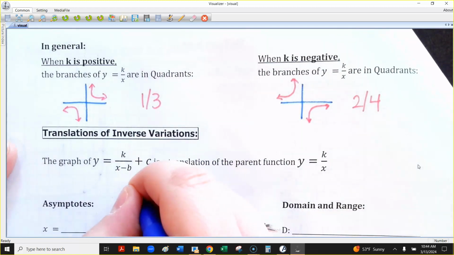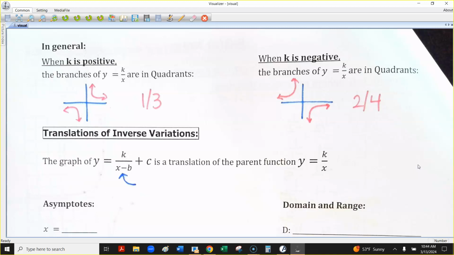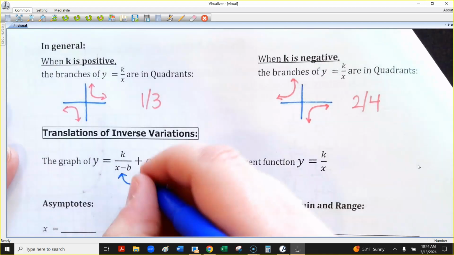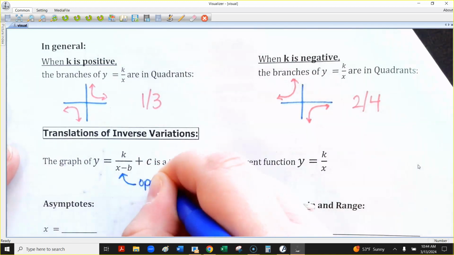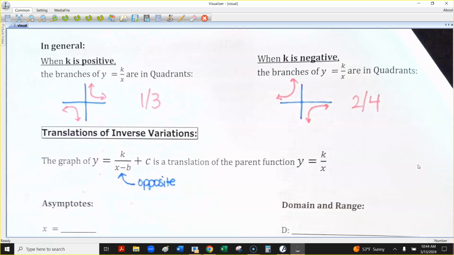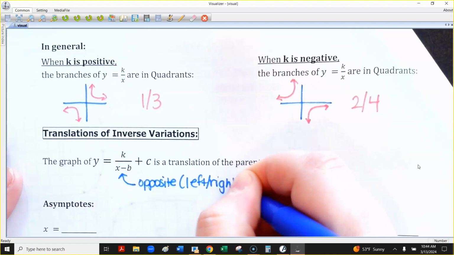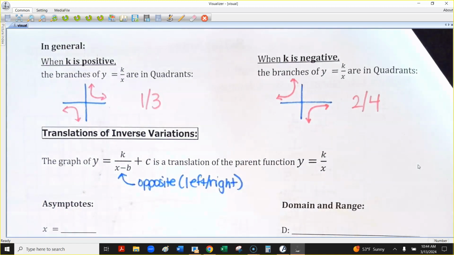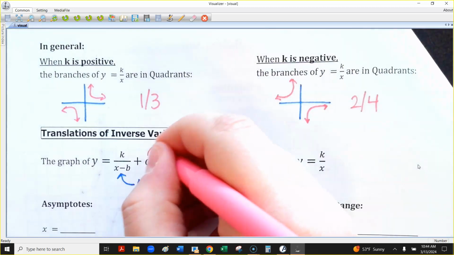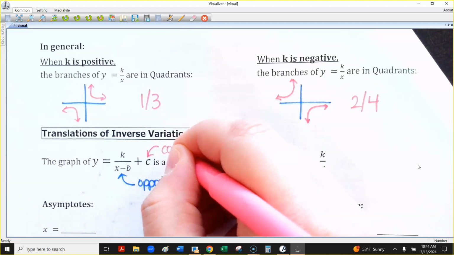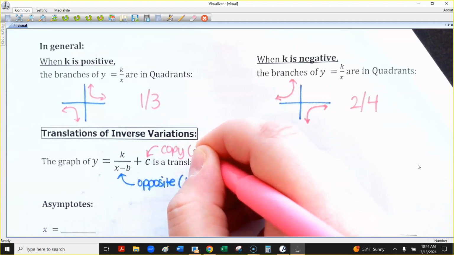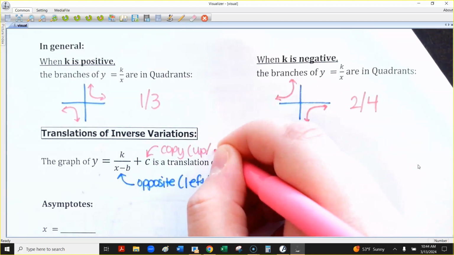So if you have a translated graph and you have x minus some number down here, this is going to be the opposite of what this looks like, and that's going to move the graph left or right, which is considered a horizontal translation. And whatever the c value is out here, we would copy, and that is going to move your graph up or down.